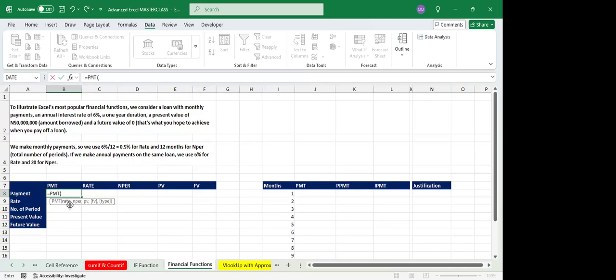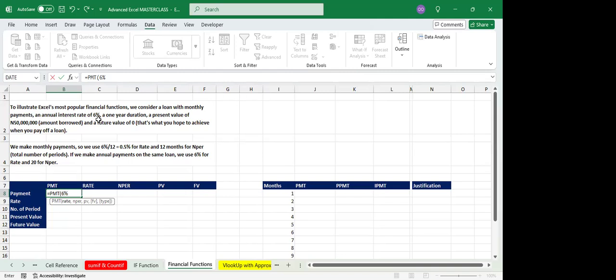It's asking us what is the rate at which we are giving the loan out. From the scenario I painted, we are using a 6% rate. The interest rate on that loan is 6%. But you will note something: that 6% is annual. The scenario says annual interest rate of 6%, which means that because we want to be paying monthly, we have to divide that annual interest into months.